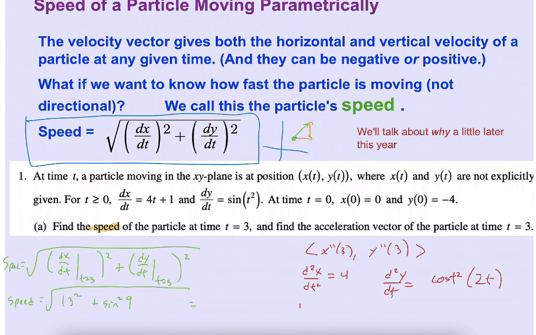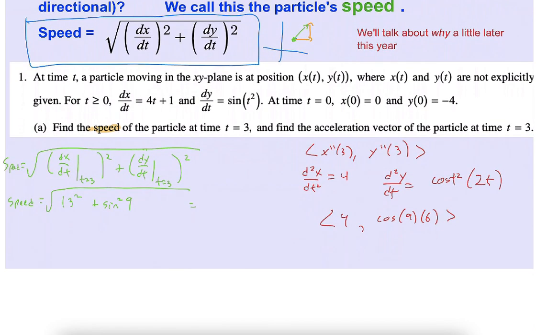And so if we try to plug in a 3 into that, x double prime of 3 would be just 4. And y double prime of 3 would be the cosine of 9 times 6. So the acceleration vector is 4 and 6 cosine of 9.